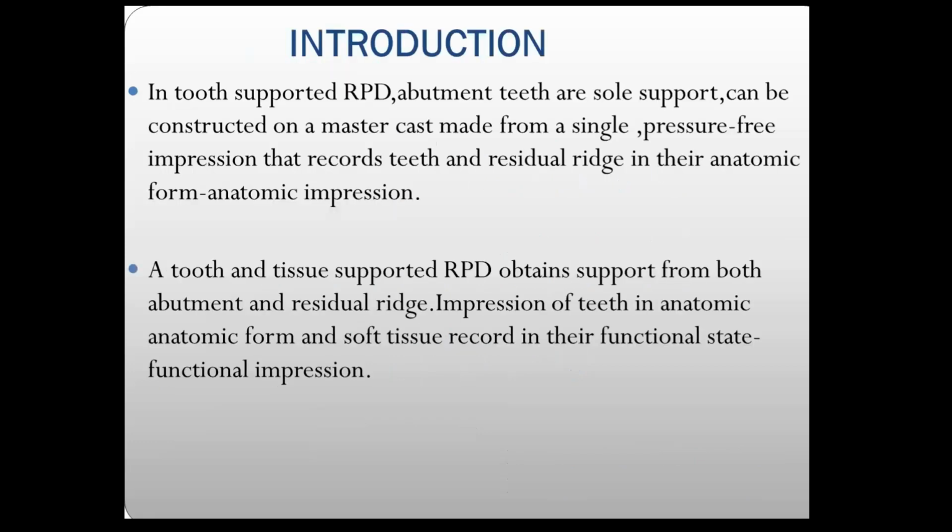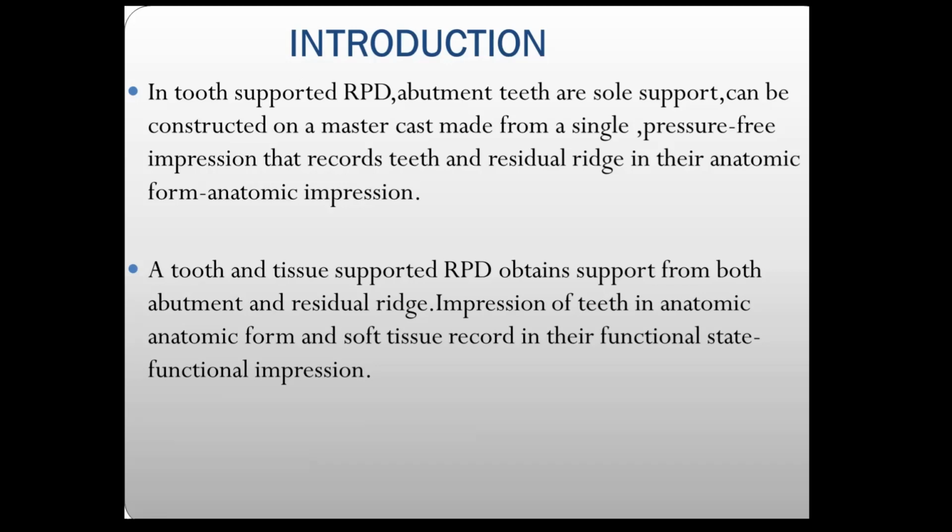Coming to the topic, as we all know, a tooth-supported prosthesis obtains its retention from the abutment teeth, whereas a tissue-tooth-supported prosthesis takes retention from both the tissue as well as the tooth. So if we record that with an anatomic impression, what will happen? The tooth will get more force as the soft tissue will compress under the occlusal load. So we should take a dual impression such that the soft tissue will be recorded in the functional state, whereas the tooth will be in the anatomic position.